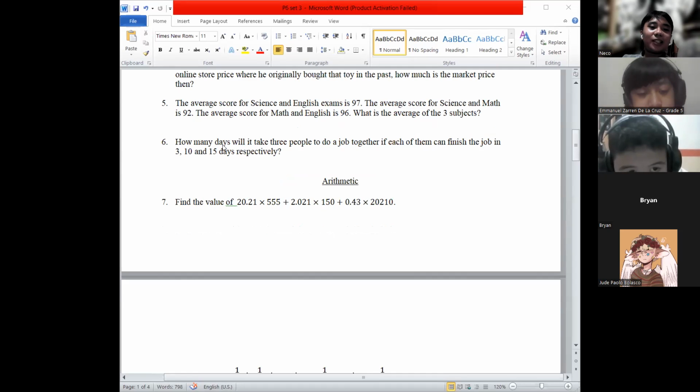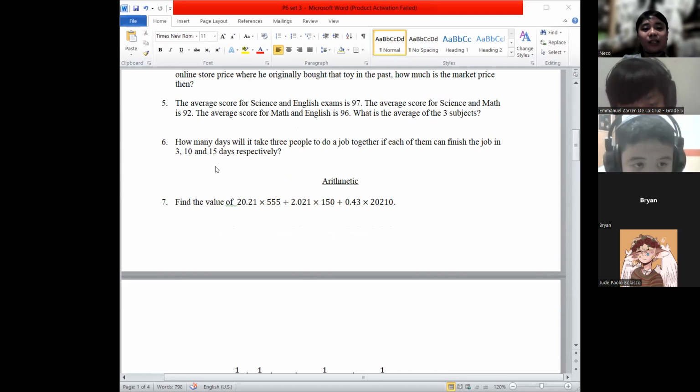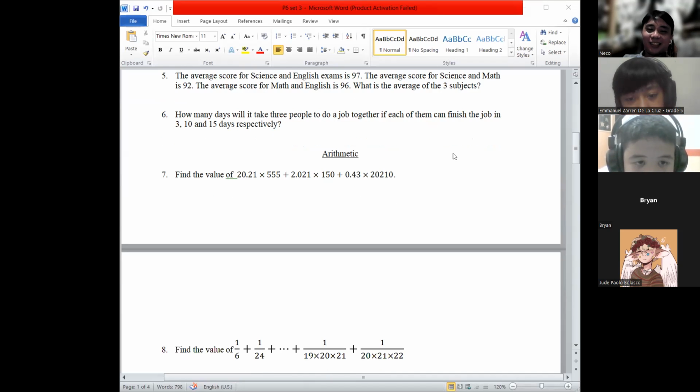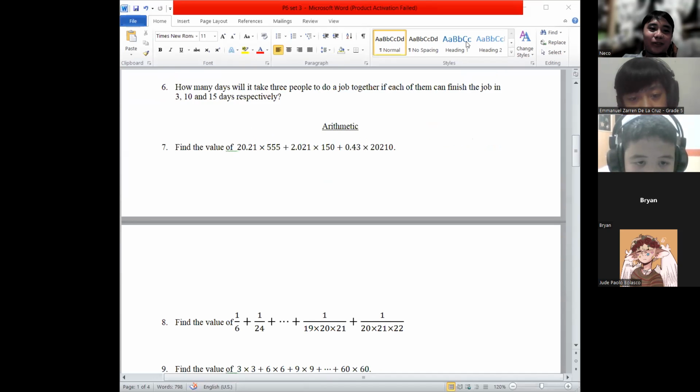For this one, you just have 3 fractions, okay? 1/3, 1/10, 1/15. And just get the reciprocal. So the answer is what? Number 6. 2 days. Very good. See, grade 6 still easy.